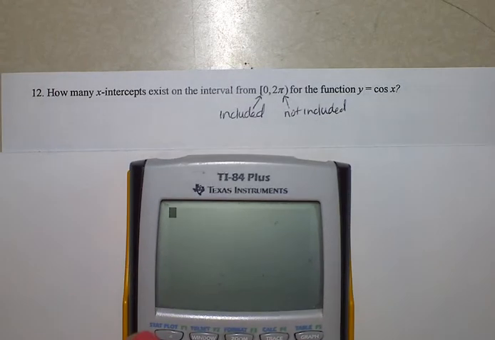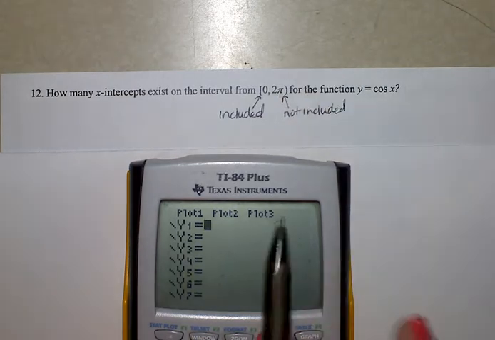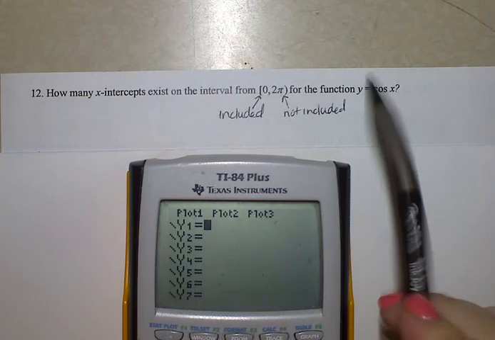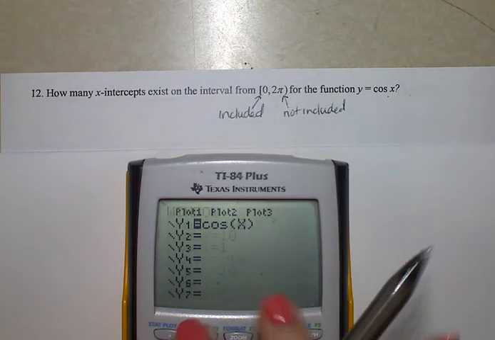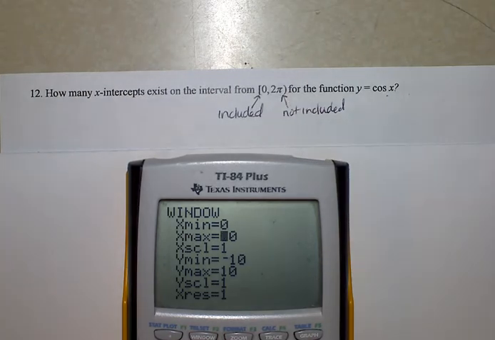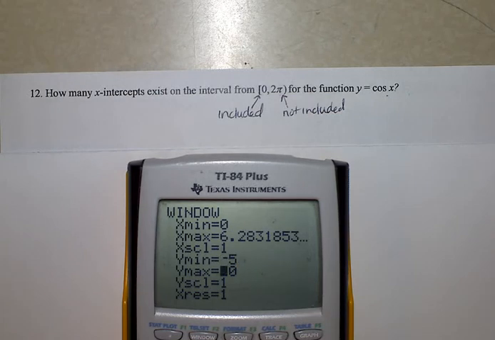Go up to y equals, and before we do that, let's make sure that we are in radians. So go mode. Make sure radians is currently the highlighted selection. Once you've made sure you're in radians, go back up to y equals, and we're going to work with cosine of x. So type in cosine of x. Then go to window. It specifically says your x values are going to go from 0 to 2 pi. So 0 to 2 pi, please do not use 3.14. And then to zoom in on this and be a little bit closer to the x-axis, let's go -5 to +5. Okay, now hit graph.